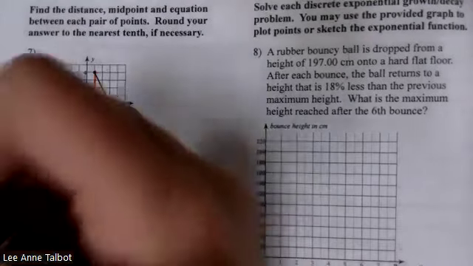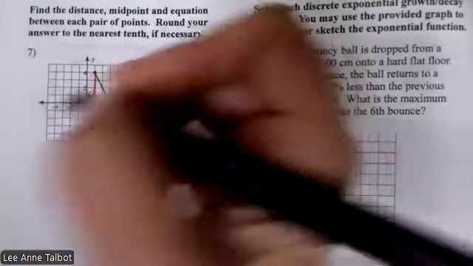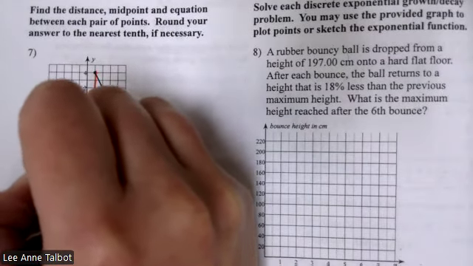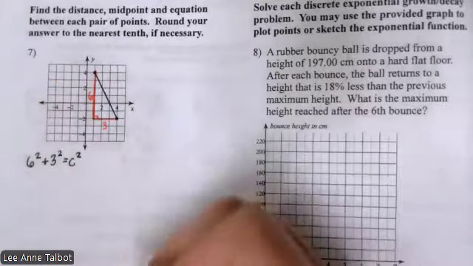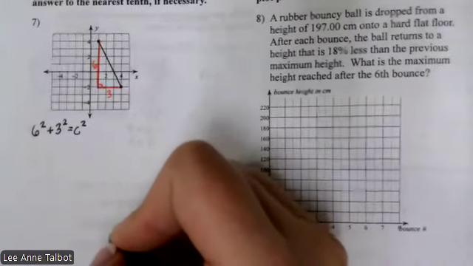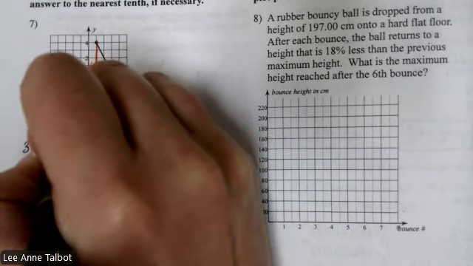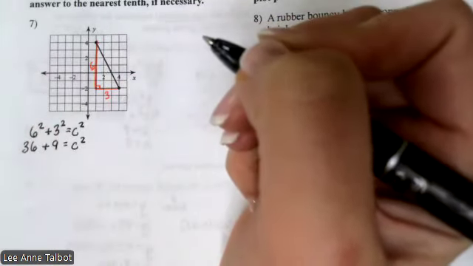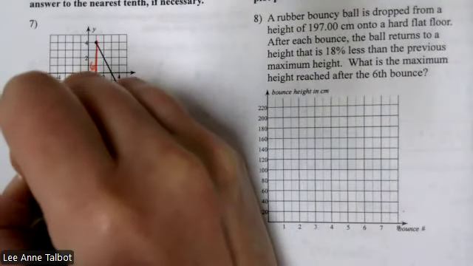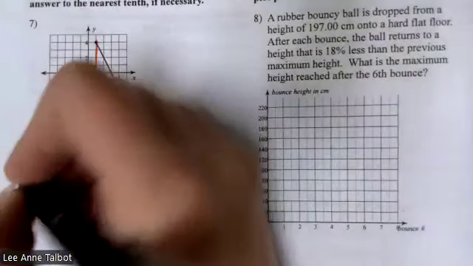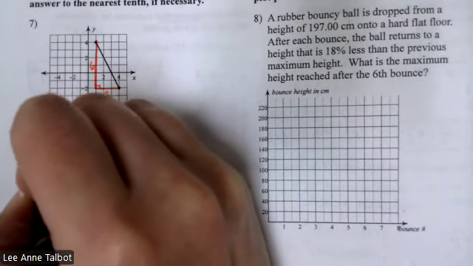Okay, so first thing I'm going to do is distance. Distance is the Pythagorean theorem. So 6 squared plus 3 squared equals c squared. 36 plus 9 equals c squared. 45 equals c squared. Square root of 45 equals c.